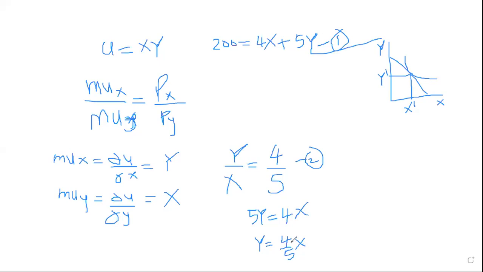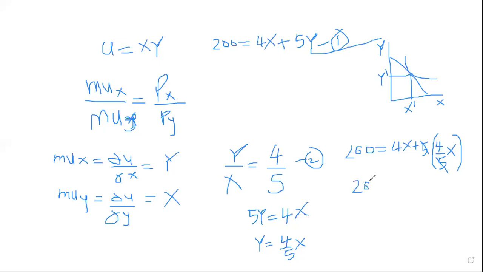So it means that wherever I see y in this equation, I should put 4 over 5x there. So once I have that, I have 200 is equal to 4x plus 5 into bracket 4 over 5x. This is what I have. So this is the y, so this will cancel that and cancel that.